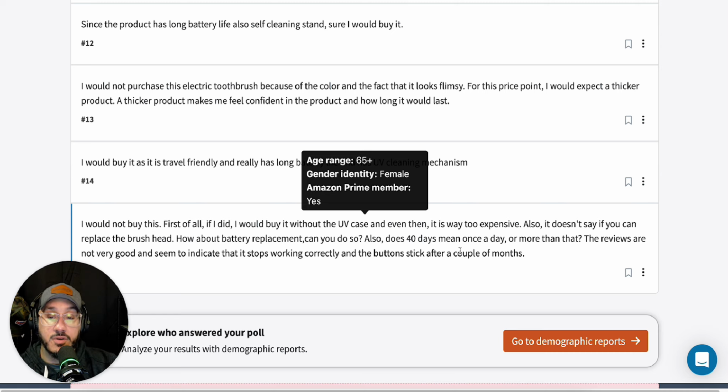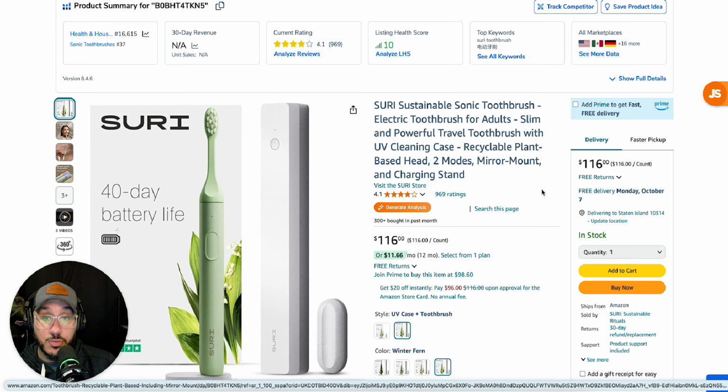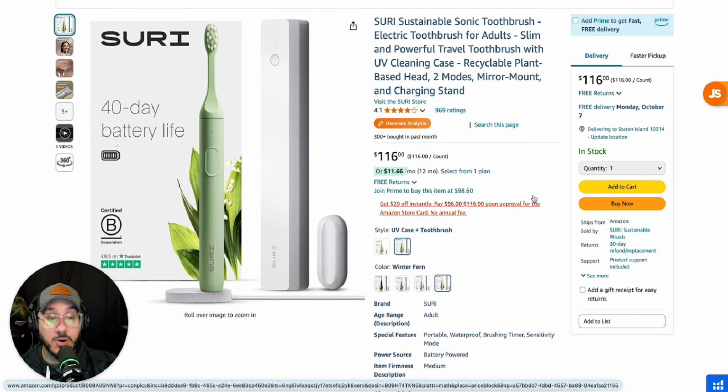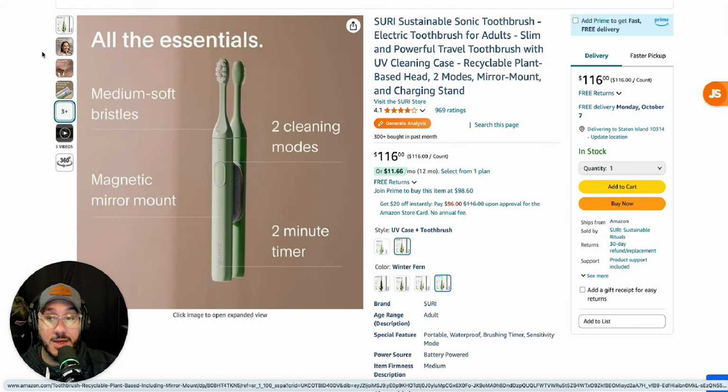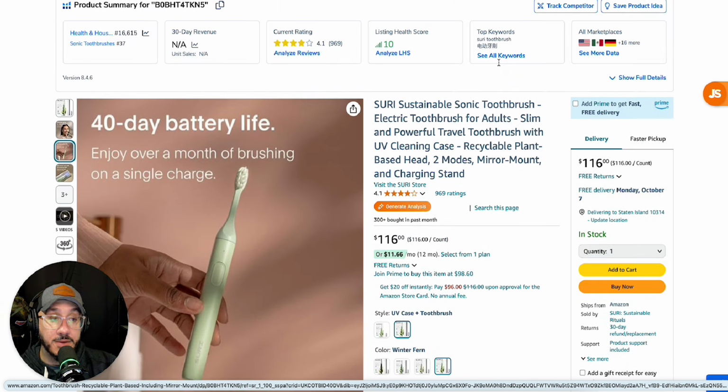The reviews are not very good and seem to indicate that it stops working correctly and the buttons stick after a couple of months. So guys, these are all things that are super, super important when you're understanding your listings, understanding the value, understanding what customers are looking for. And if we're commanding a higher price point and a premium price, that's okay. But we need to tell people in the listings exactly what they need to know. And Surrey, the people need to know a little bit more.